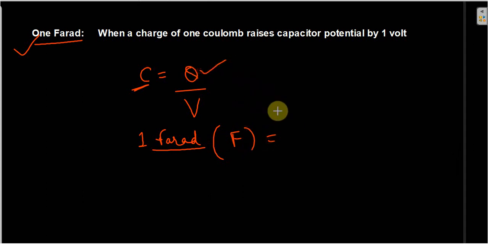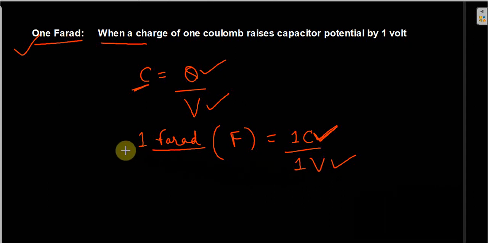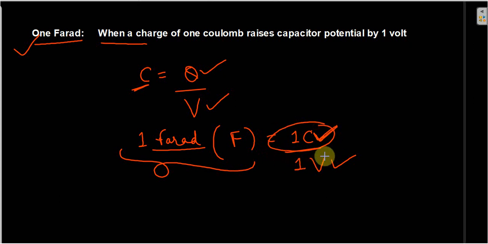For Q the SI unit is 1 coulomb, and for voltage the SI unit is 1 volt. So now read the definition. 1 farad is the capacitance when a charge of 1 coulomb is required to raise the potential by 1 volt. So the capacitance of a capacitor is said to be 1 farad when we need a 1 coulomb charge to raise the potential by 1 volt. This is the definition of farad.